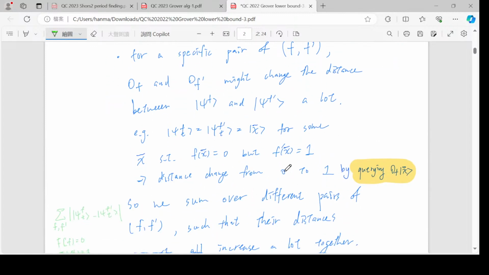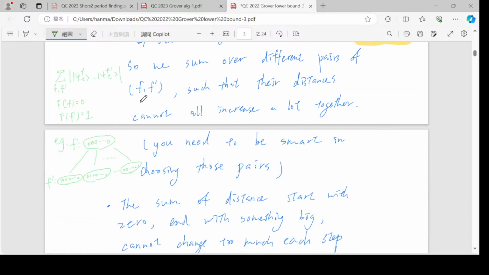So what we actually do with distance is we sum over, or average over, a whole bunch of different f and f' pairs. We sum over some f that give you a yes answer, and some f' that give you a no answer. So we want a set of f that give you yes, and a set of f' that give you no.